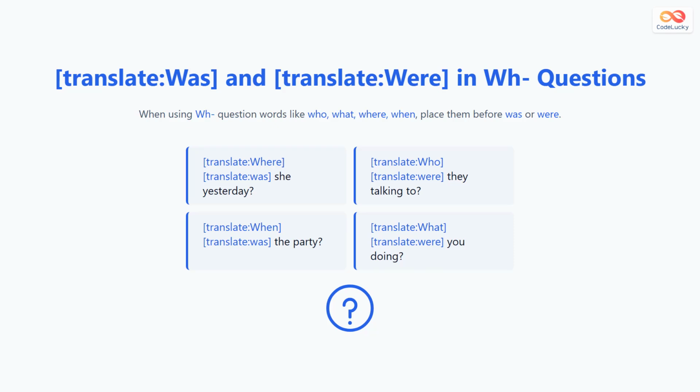When using question words like who, what, where, or when, place them before was or were. For example, where was she yesterday or what were you doing? These question words help us ask for more specific information about the past, not just yes or no answers.